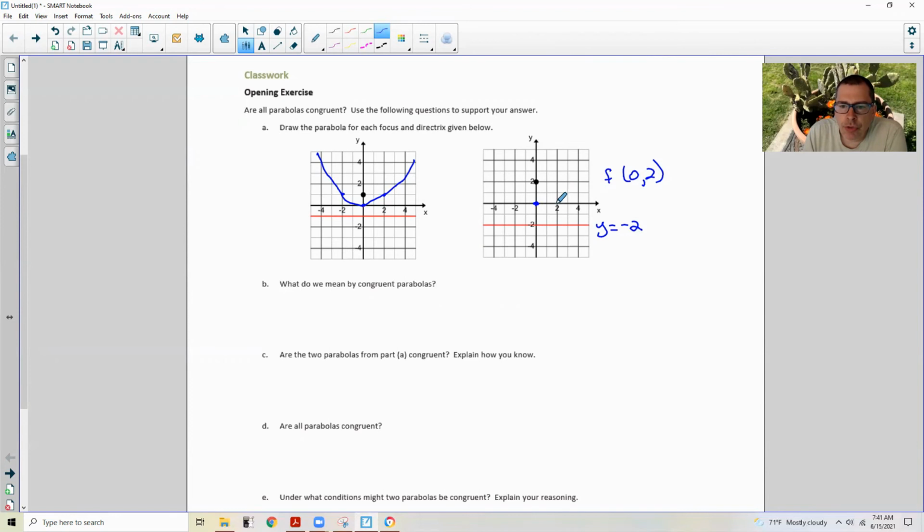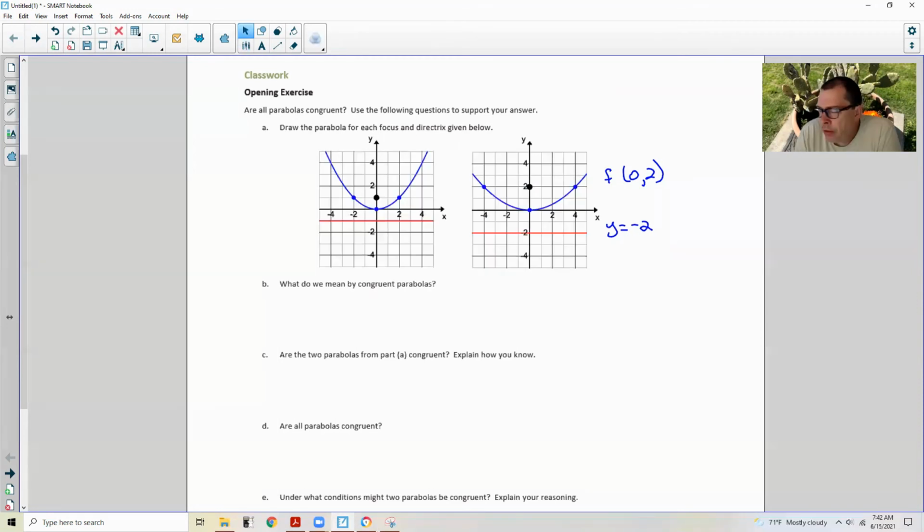So if I go over 4, 1, 2, 3, 4, would be right here. I am 1, 2, 3, 4 away from the directrix. Go left 4, and I'm 4 above the directrix. So this graph would look like this. So let me bring that in a neater sense. Okay, so this is what it would look like drawn nice and neat. So there are the two examples.